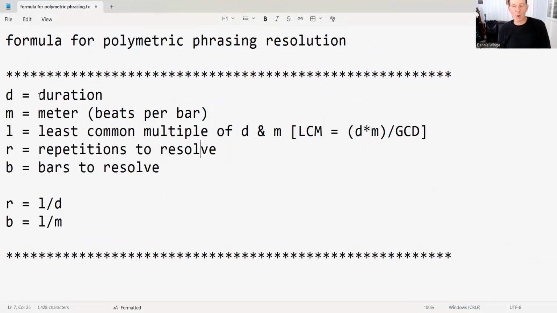So I hope you followed that, and I hope this is all helpful. Once again, you get the duration expressed in terms of the bottom number of the time signature, unless it doesn't come out to be a whole number, in which case D and M both have to be multiplied by 2. M is the number of beats per bar. Then you have to get the least common multiple L of D and M, and then the number of repetitions is L divided by D, and the number of bars it's going to take to resolve is L divided by M.